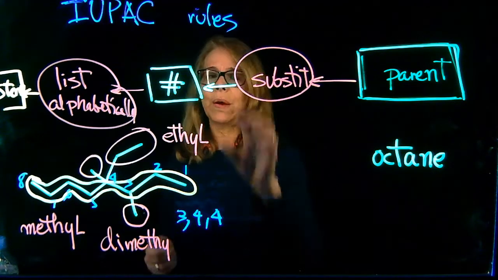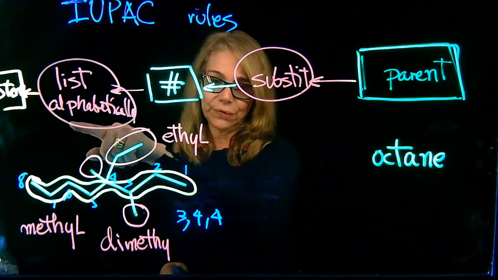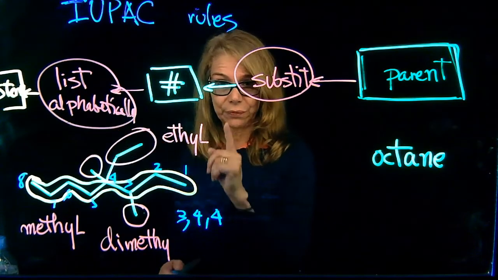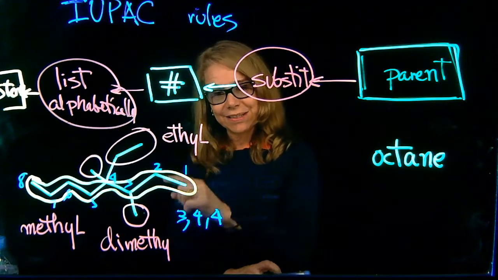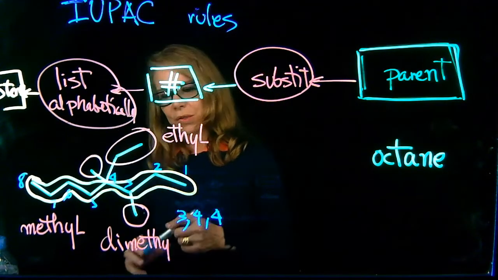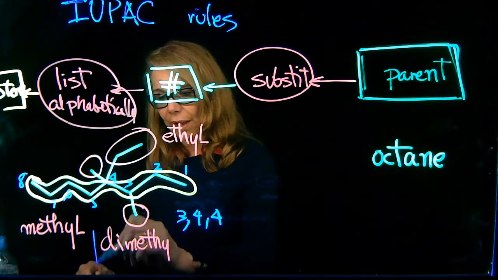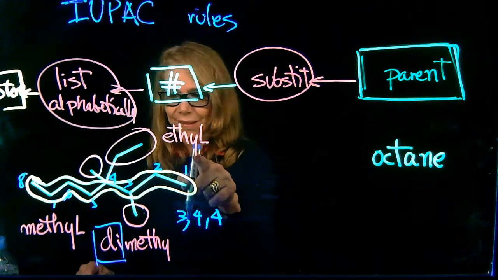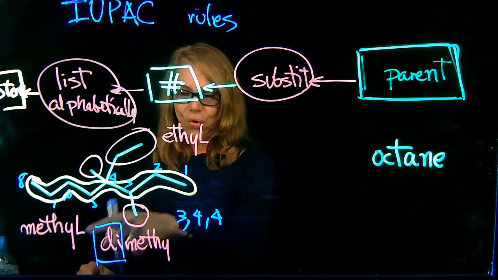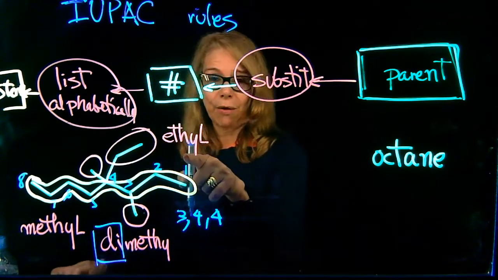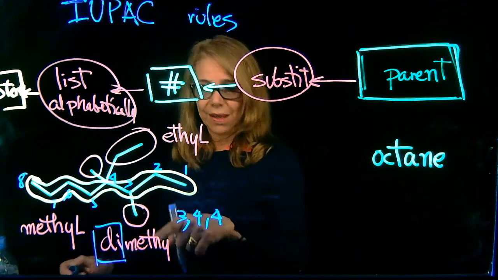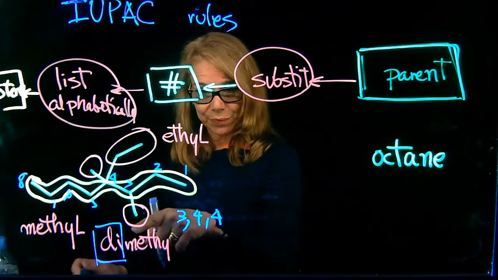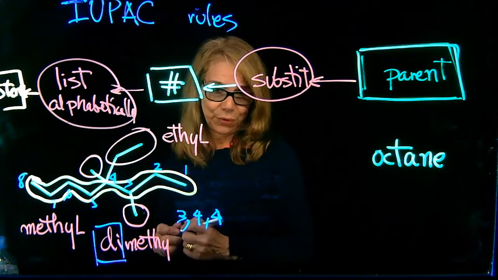Next step, I need to list those substituents. But now I have 2 different substituents, and I need to list them alphabetically. So without taking into account this prefix, we're going to be looking at the eth and the meth. So ethyl should be listed first, and then methyl. So we're not going to take into account that prefix di when we list.